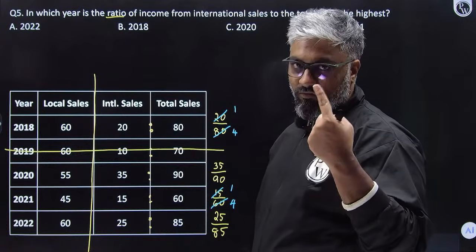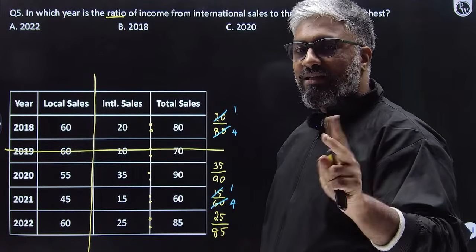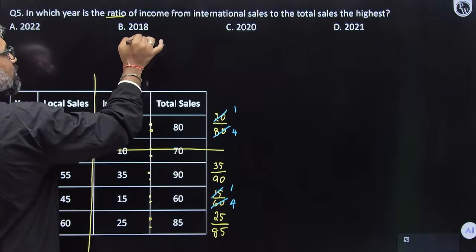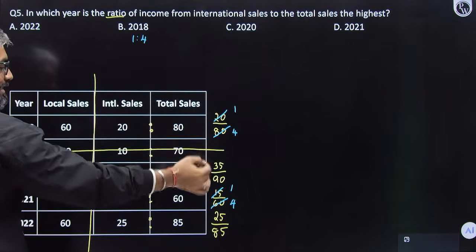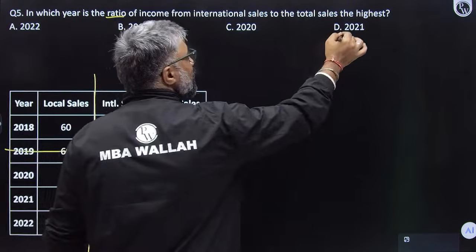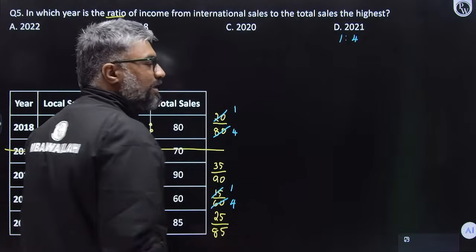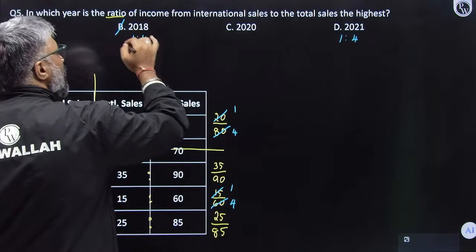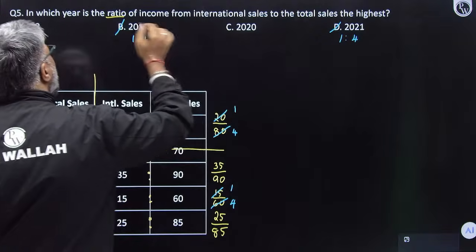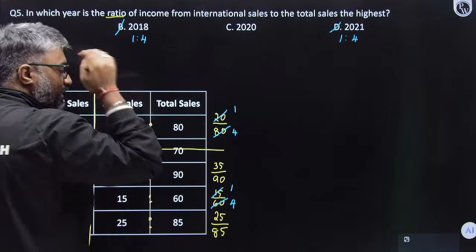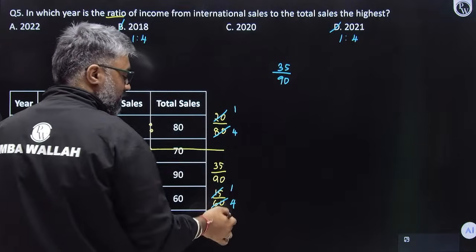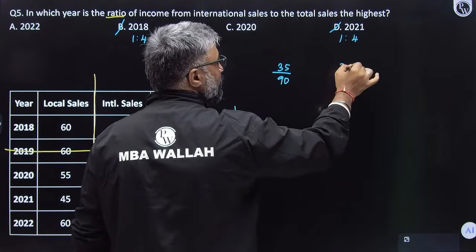So if one of the 1 by 4s is my answer, then the other 1 by 4 is also my answer. Getting it? If 2018's 1 by 4 is my answer, then 2021's 1 by 4 will also be my answer. But can I have two right answers? Obviously not. So these are gone. I just need to compare these two. I have to compare 35 by 90 with 25 by 85.